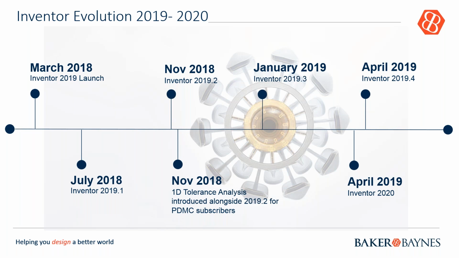In January of 2019, we found that there was an Inventor 2019.3 dot release, and also in April there was a 2019.4. So 2019 went up to 2019.4, and with that dot release come generally a lot of fixes with regards to the second dot release. And in April 2019, we've seen Inventor 2020 come in.